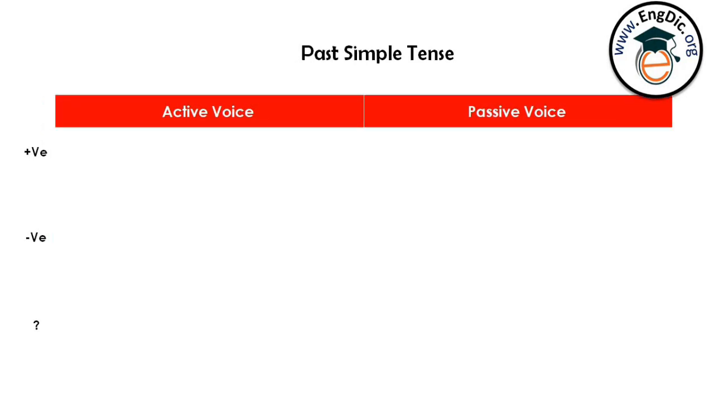Now, the past simple tense. The active voice of a positive or affirmative sentence is subject, second form of verb, and the object. Subject, second form of verb, and then the object. For example, John cleaned the floor. The subject is John, second form of clean is cleaned, and the object is the floor.